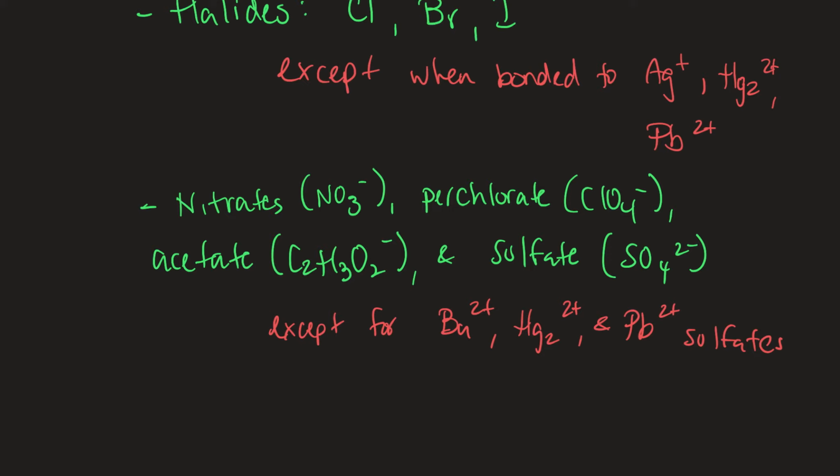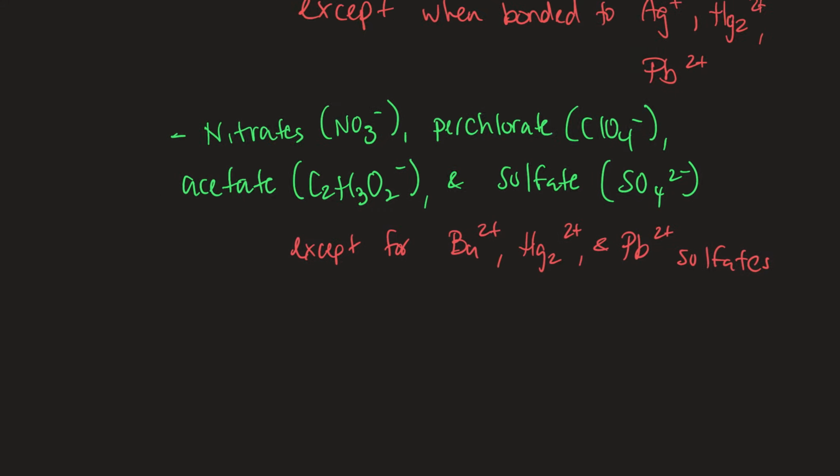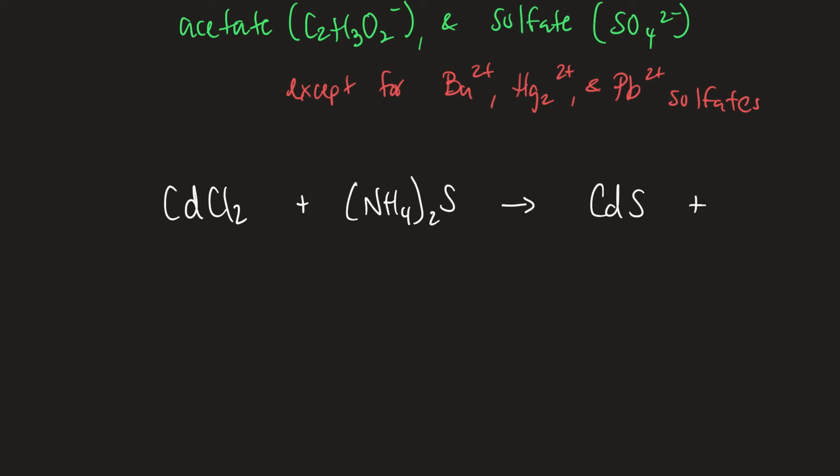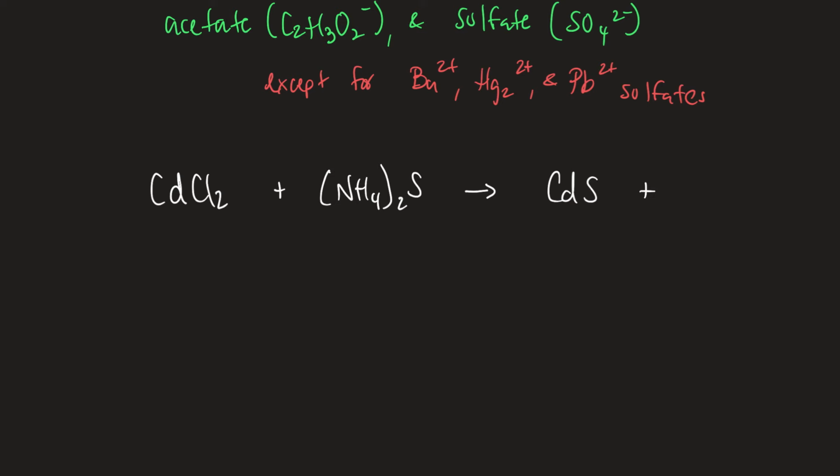Here's an example problem. Let's say we have this reaction taking place. We have CdCl2 reacting with ammonium sulfide to form cadmium 2 sulfide plus ammonium chloride. I went ahead and balanced these out for you.